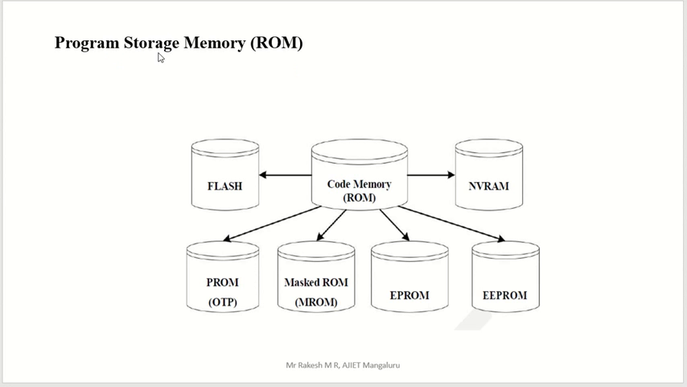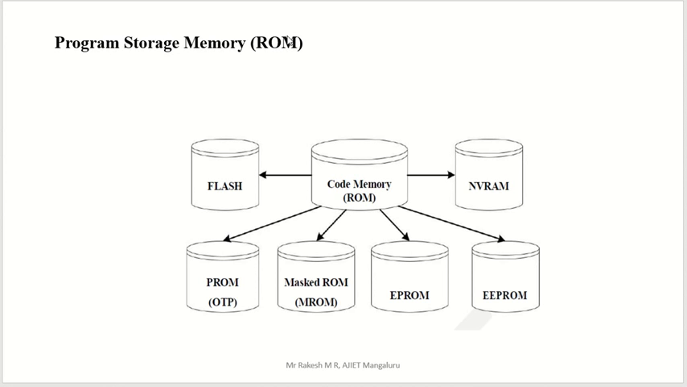We will start with program storage memory, or ROM. What is meant by program storage memory? The definition is, it stores the program instructions. ROM means read only memory. You can read it. Once it is written, then only you can read. After that you can't edit or modify. That is ROM. Another definition we can tell is that it retains its content even after the power is off.